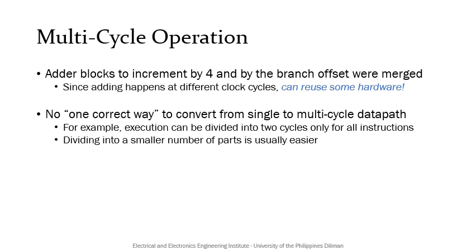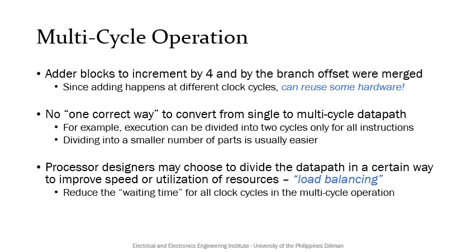Also, there is no one correct way to convert from single cycle to multi-cycle data path. For example, the execution can be divided into 2 clock cycles only for all instructions instead of having 2, 3, 4, and 5 different cases. Also, we note here that dividing into a smaller number of parts is usually easier.